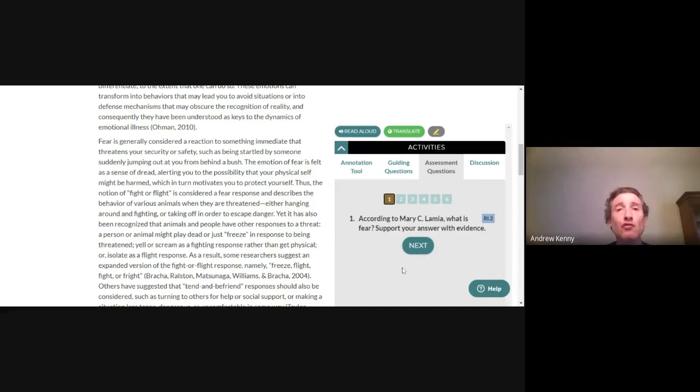Okay, so we need to do the RACE format. Let's take a look at the RACE format, which, by the way, I will always add for the CommonLit onto the assignment itself. So this will always be there for you. So let's take a look. The RACE format: you're going to restate the question in your own words if possible. If I remember correctly, it said, according to Mary C. Lamia, what is fear? So we're going to write down, what does Mary C. Lamia believe fear is? Question mark. That's how I'm going to start my essay.